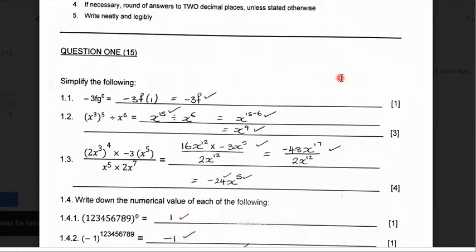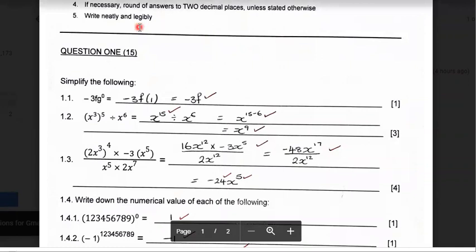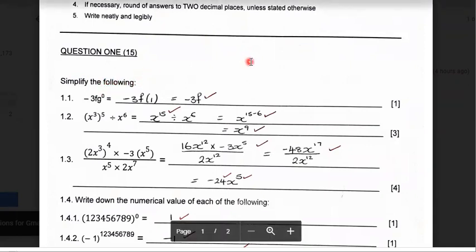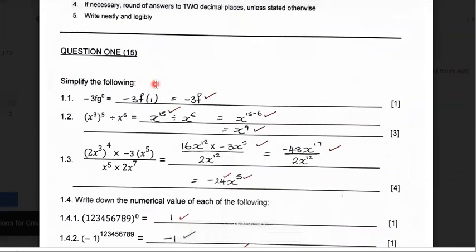On your exponents, algebraic expressions, and factorization. Looking at question 1.1, we've got minus 3f g to the power 0. Hence, remembering that anything raised to the power 0 is 1, your answer would be minus 3f times 1. If you simplify that further, you'll be left with minus 3f.